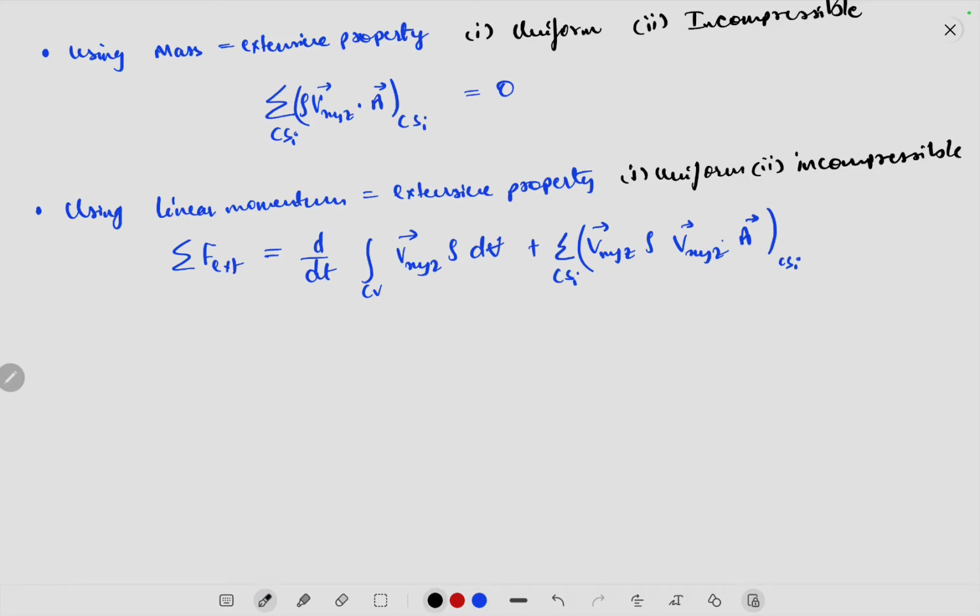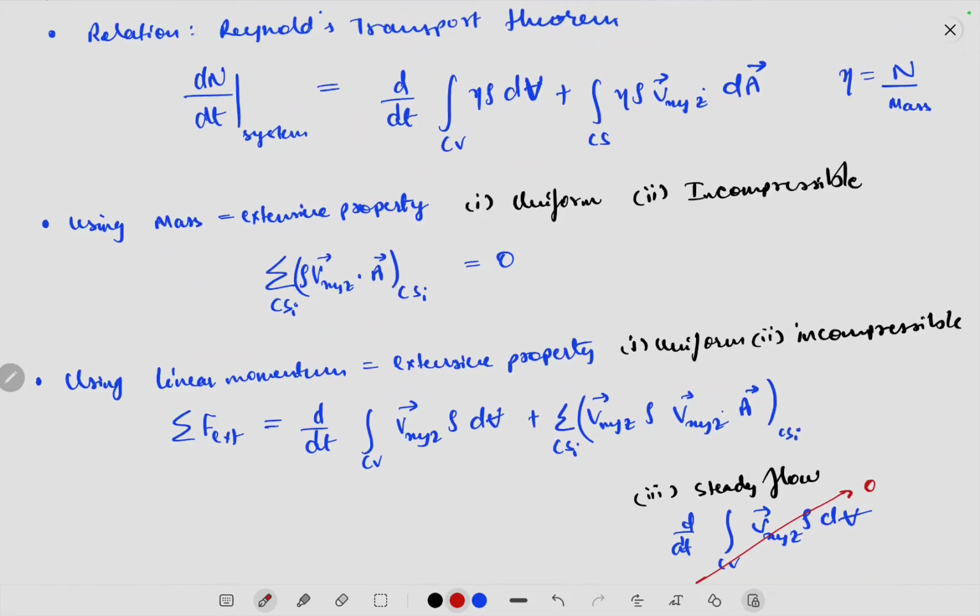And we argued that in addition to uniform and incompressible flow, if we have steady state flow also, then the term d by dt integral over CV Vxyz rho dV is 0. So this is what we have done till now using Reynolds transport theorem.